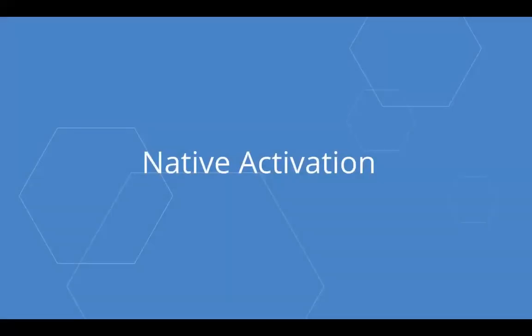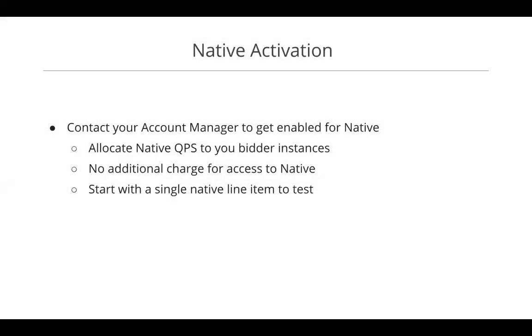And then lastly, in terms of activation, this is available now. There is a step where your account manager needs to do a couple of things. One, we just need to enable you for native, and you'll then see the native offer and the line item type. And then you'll want to allocate some of your QPS to be native QPS. This is incremental traffic that you aren't accessing. So managing that with your account manager to make sure we're giving you the right proportion of native traffic is important. And we don't charge additional for this feature. And lastly, like anything else, start with a single native line item to make sure you understand the workflow. You see all the data flow end to end, and then you can move to more advanced formats and targeting. So that is really the content that I wanted to go through.